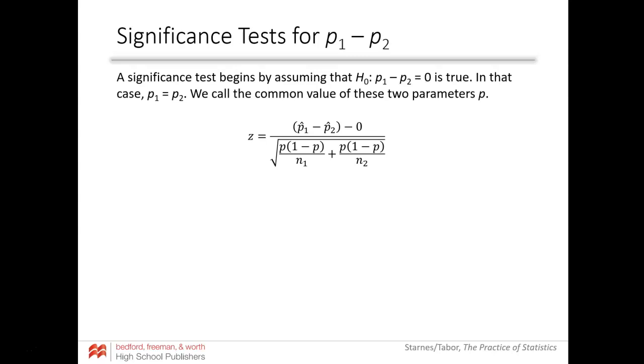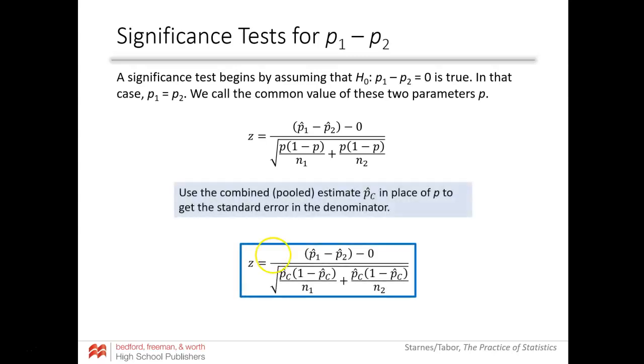So this is where we need to replace it with P hat sub C. Remember that guy? We just found that. And it was an estimate from our pooled data. So it's not necessarily a parameter per se, it's a pooled statistic, I guess. But either way, this is the formula we have to use.